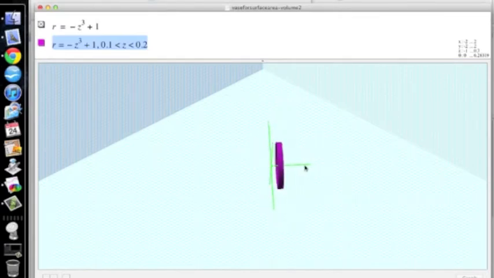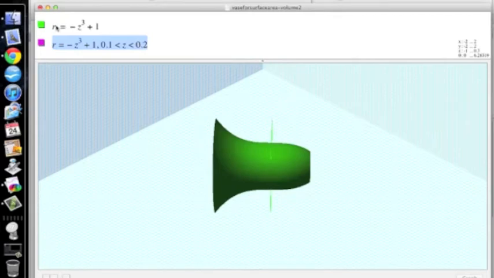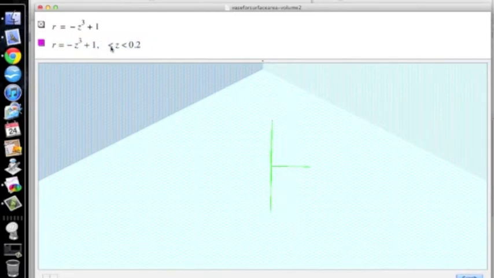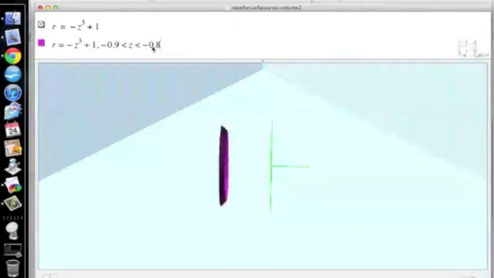So what I've done is, instead of going from z equals negative 1 to 0.7, I've gone from z equals 0.1 to 0.2. And so that gives me a little strip of my vase. And then this gives me my whole vase back. And so you can see that I can also change this. I can make another little strip if I wish. So there's another little strip.